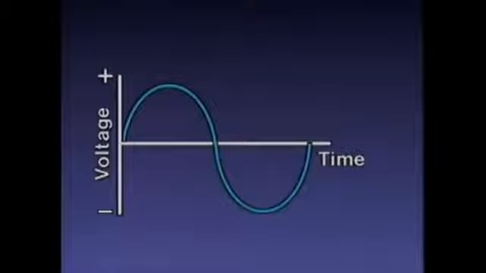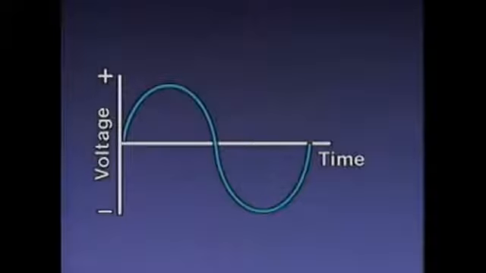Now, in an actual power system, cycles occur rapidly. In many cases, there are 60 complete cycles each second. The unit that represents cycles per second is hertz, so 60 cycles per second can be referred to as 60 hertz. The value of the induced voltage is at a peak 2 times during each cycle.